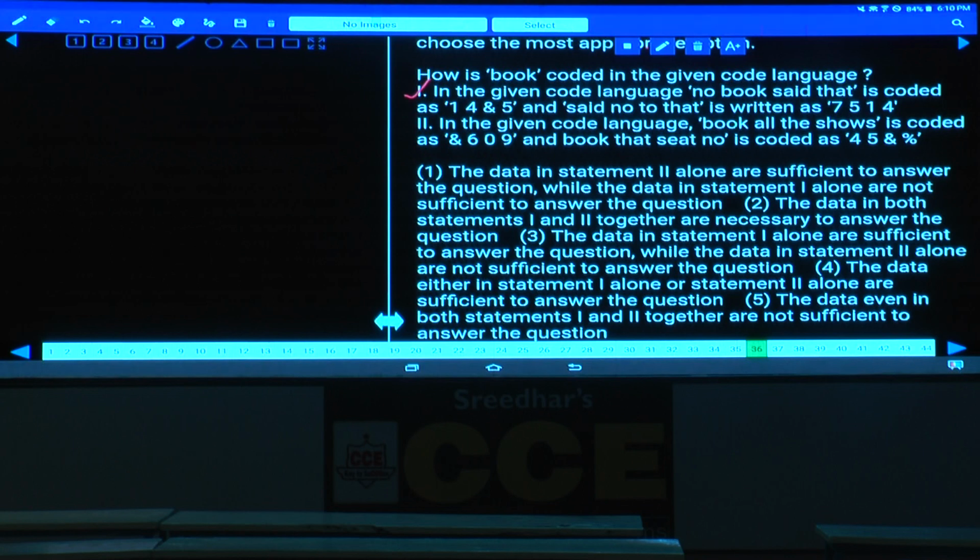Then condition number 2. In the given code language, book all the source and book that seat number. Then what is the word which is common here? Book is the only word which is common. All the source, here that seat number. Hence which is common here? Only book. As only book is common, one code will be common, and the code to the book can be identified or not? Yes. Hence what is your answer here? Either statement 1 alone or 2 alone is sufficient, that is choice 4. Question number 36, choice 4.